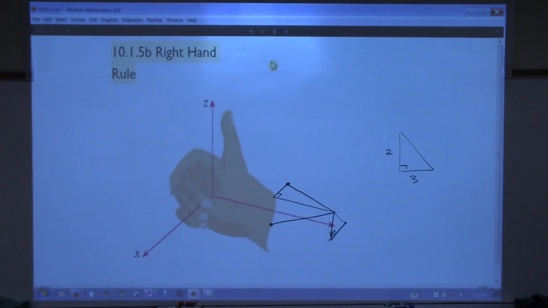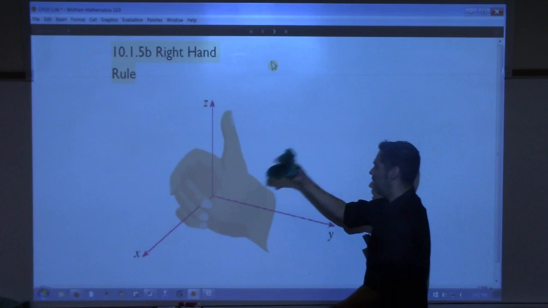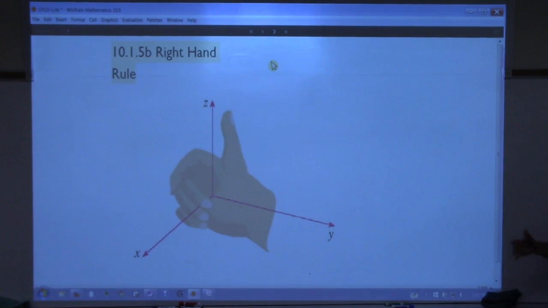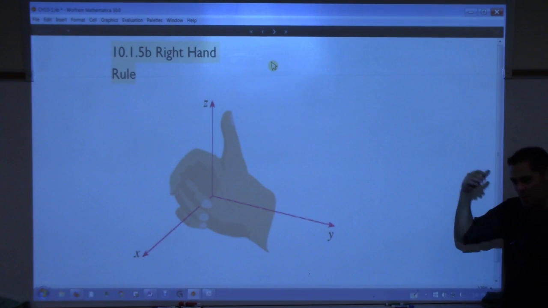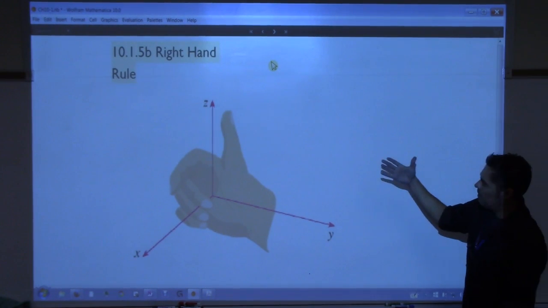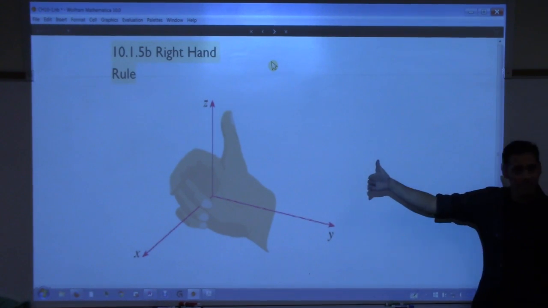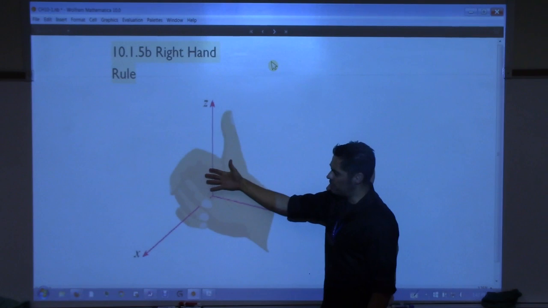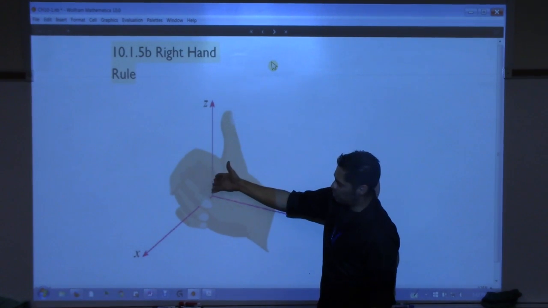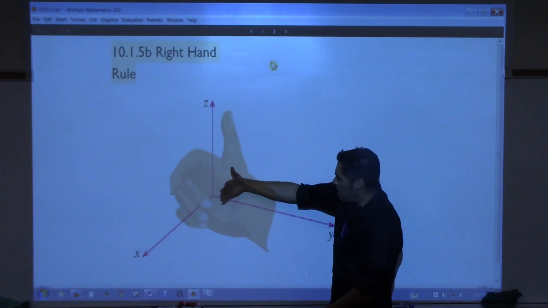The right-hand rule. Took a picture of my hand and put it up here for you. There you go. Right-hand rule says what? You use your right hand as the guide. Your z-axis, the z-positive, is always your thumb. Your fingers on your right hand should curl from the positive x to the positive y.